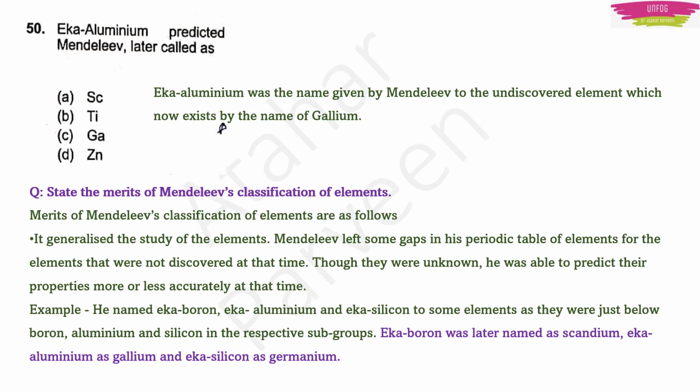Now, for example, what he did was he named Eka boron, Eka aluminium and Eka silicon to some elements as they were just below boron, aluminium and silicon in the respective subgroups. He didn't know that they exist, but he put gaps and he put their names. Later, Eka boron was named as scandium, Eka aluminium was named as gallium and Eka silicon was named as germanium. So, this is the story of these elements.